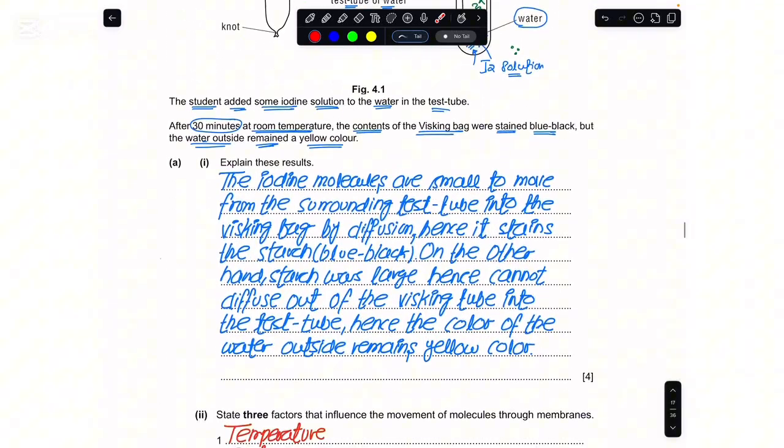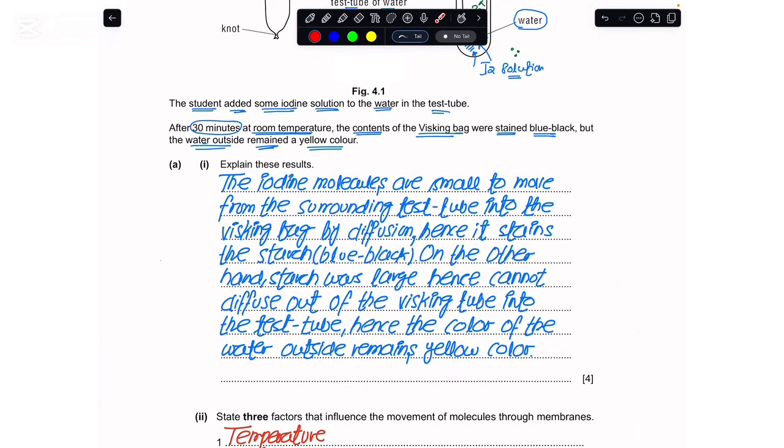Now they have asked for a total of 4 marks, where we are required to explain the result as I have explained. So now you just need to know the wording. We would say that the iodine molecules are small, so that is why they would move from the water in the surrounding test tube into the Visking bag, and that would be done with the help of diffusion. And that is why they would stain the starch and its color would turn blue-black.